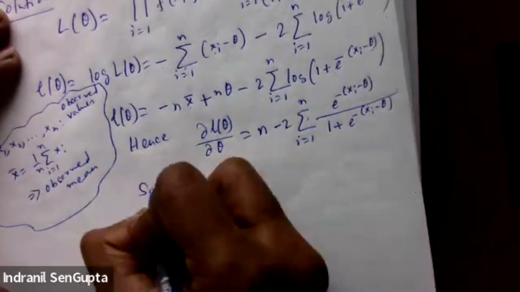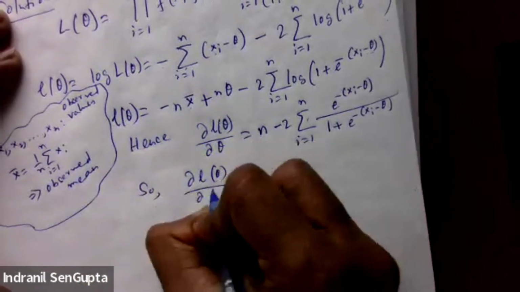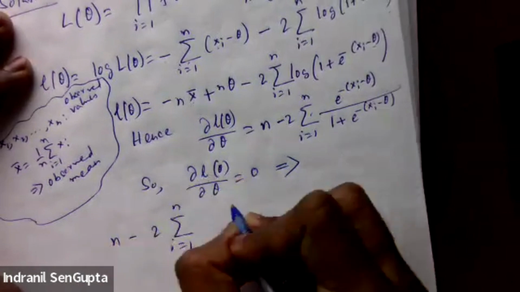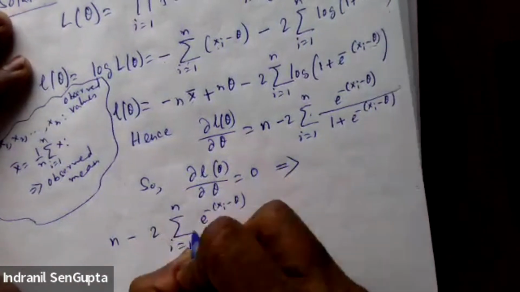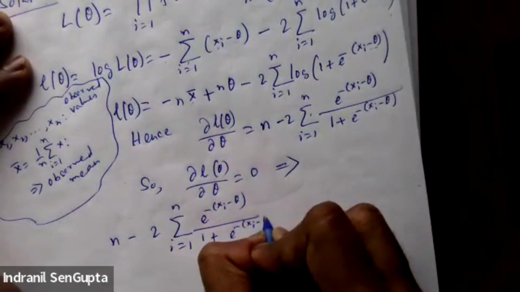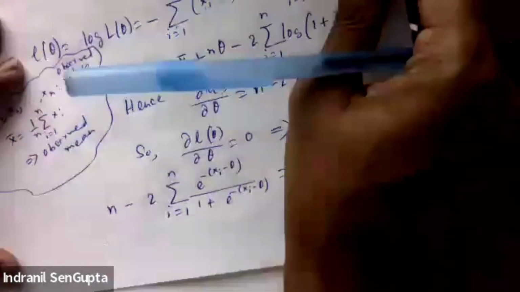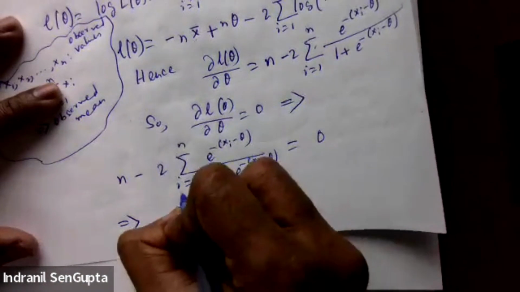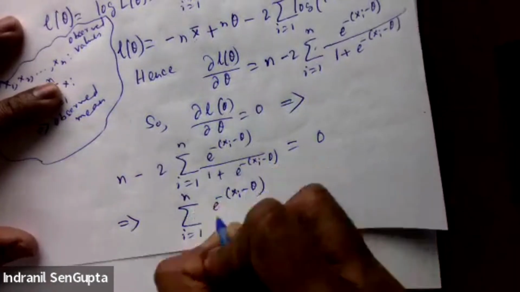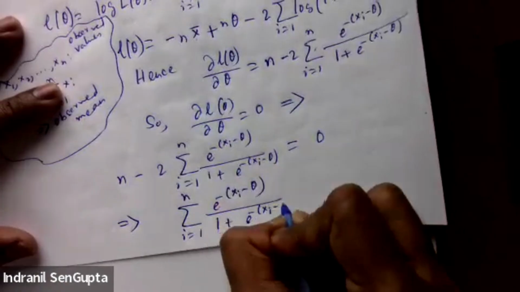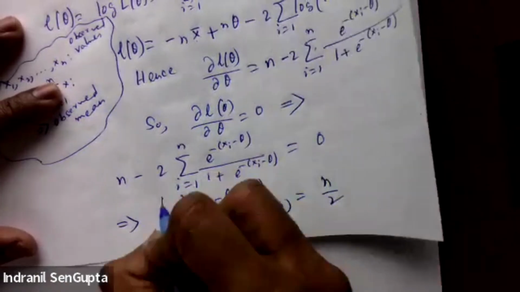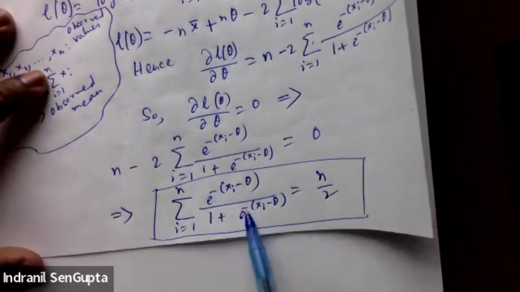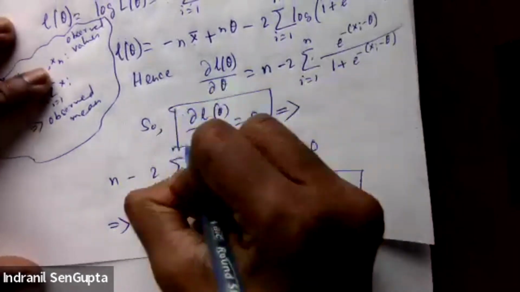Okay, so dl d theta equals 0 implies n minus 2 summation i from 1 to n of e to the minus xi minus theta over 1 plus e to the minus xi minus theta equals 0, which is really equal, meaning summation i from 1 to n of e to the minus xi minus theta over 1 plus e to the minus xi minus theta equals n over 2. So this is the equation that governs how we should choose theta so that I can make dl d theta 0.